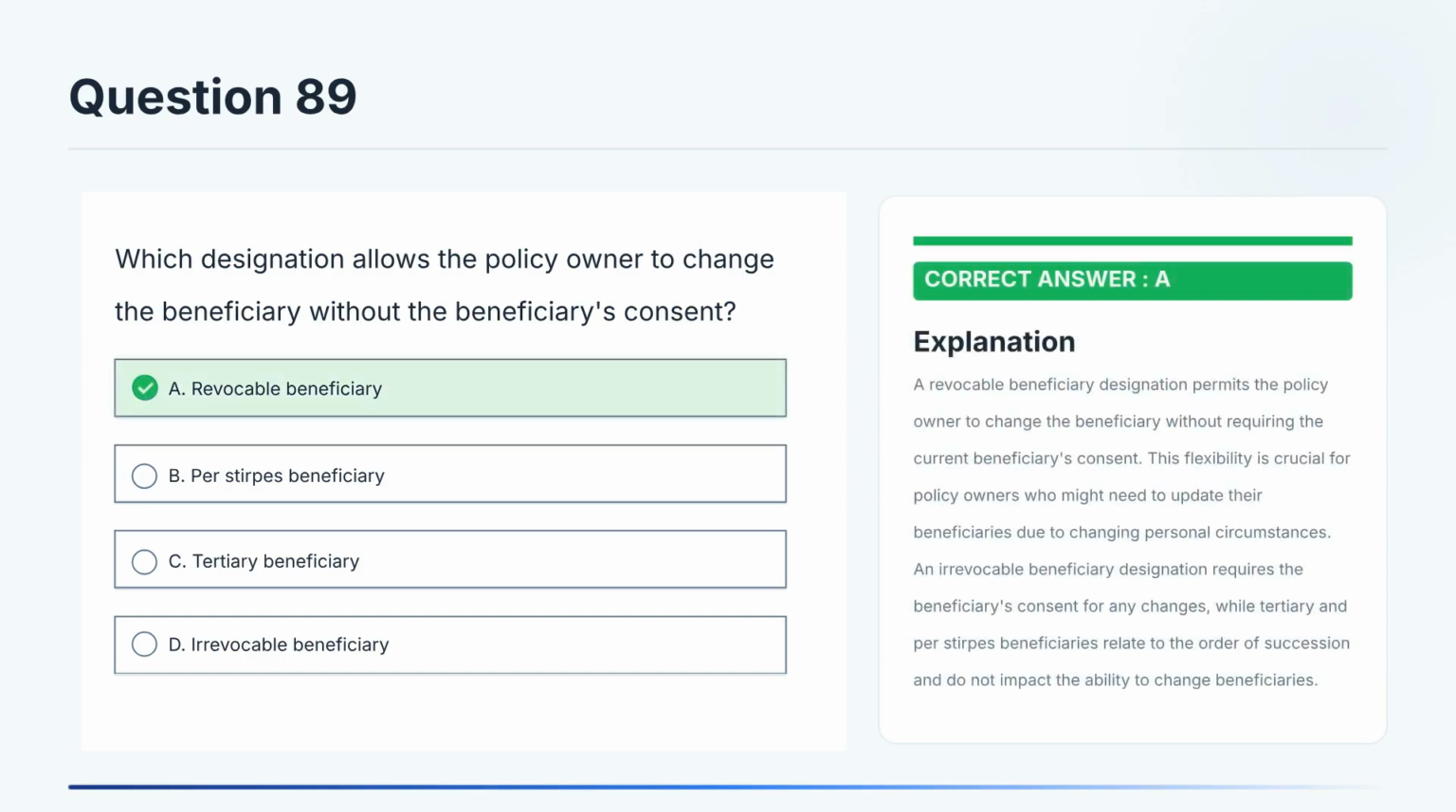The answer is A. Revocable beneficiary. A revocable beneficiary designation permits the policy owner to change the beneficiary without requiring the current beneficiary's consent. This flexibility is crucial for policy owners who might need to update their beneficiaries due to changing personal circumstances. An irrevocable beneficiary designation requires the beneficiary's consent for any changes, while tertiary and per stirpes beneficiaries relate to the order of succession and do not impact the ability to change beneficiaries.